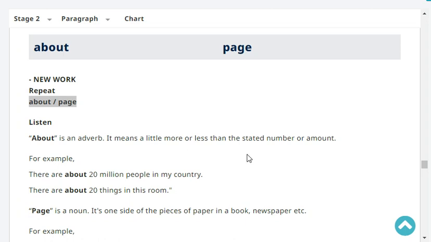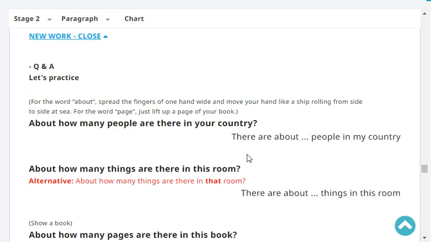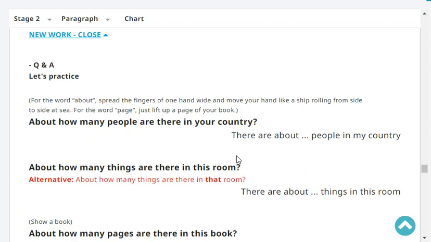For example, there are about 170 million people in my country, but it's not exact, like an estimate only. There are about 20 things in this room, just an estimate. Page is a noun. Page is one side of a piece of paper in a book, newspaper, etc. For example, there are about 150 pages in this book. Just an estimate, not the exact number. Let's practice. About how many people are there in your country?